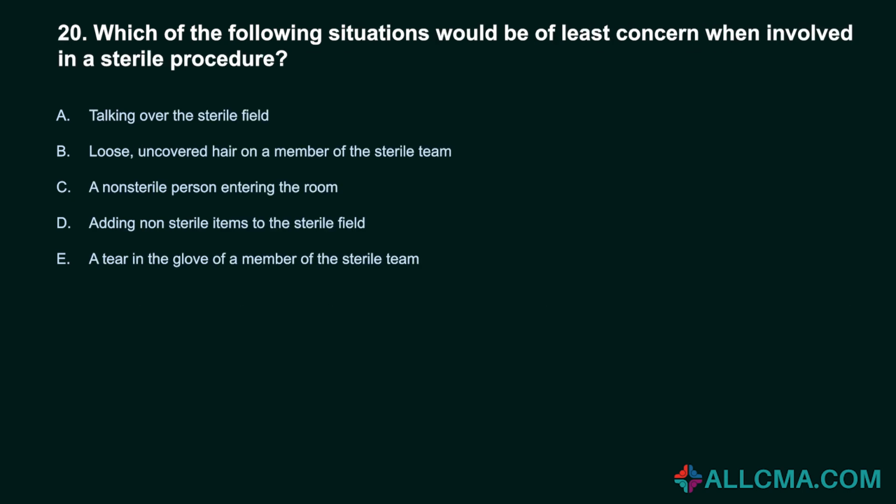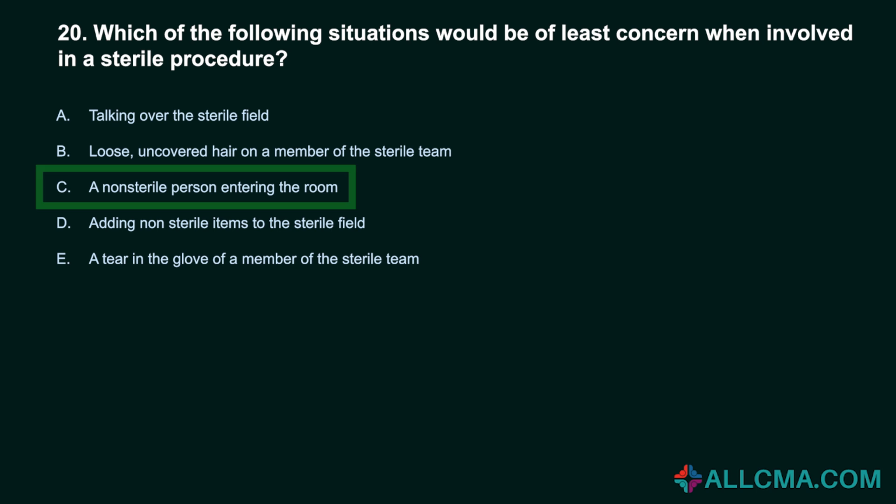20. Which of the following situations would be of least concern when involved in a sterile procedure? A. Talking over the sterile field, B. Loose, uncovered hair on a member of the sterile team, C. A non-sterile person entering the room, D. Adding non-sterile items to the sterile field, E. A tear in the glove of a member of the sterile team. Correct answer, C.